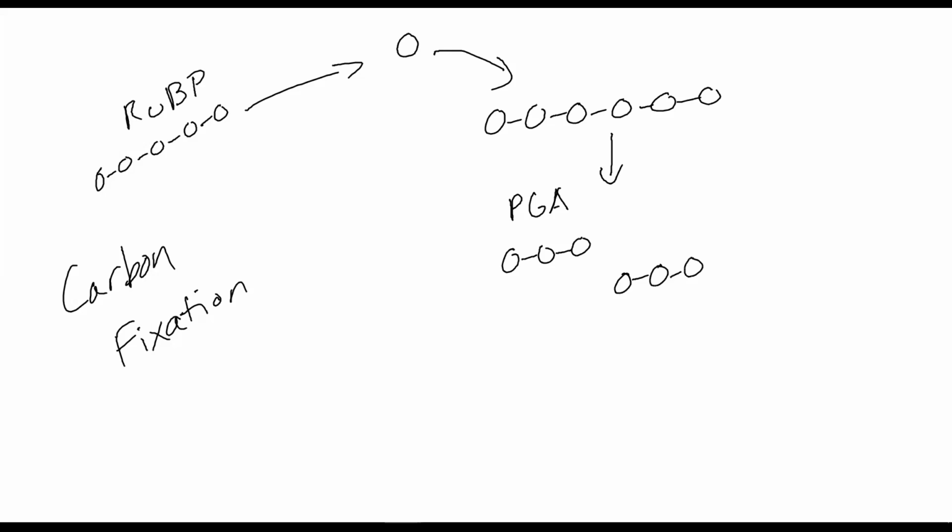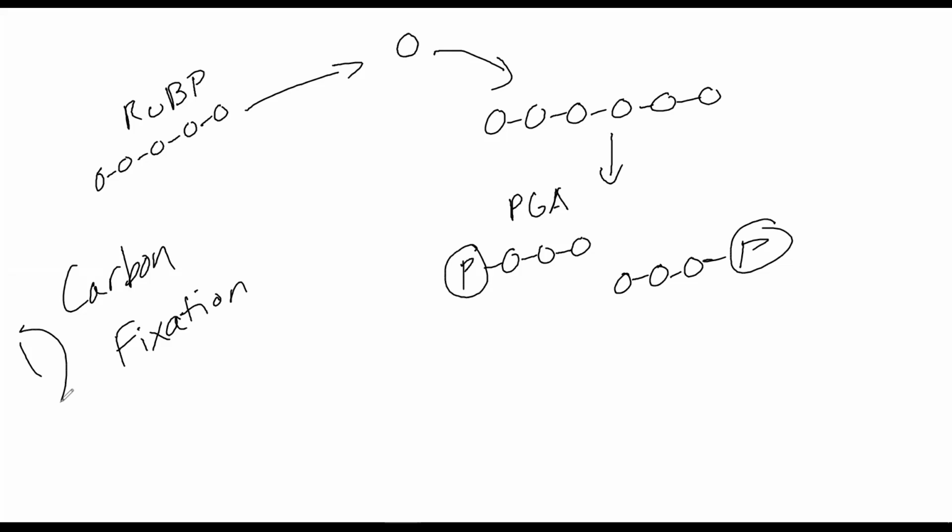PGA stands for phosphoglyceric acid, right? Phosphoglyceric acid. Oh, I did miss something. There should be a phosphorus on either end of these. That's where the phospho in phosphoglyceric acid comes from. All right, so this is step 1 in the Calvin cycle, our second half.